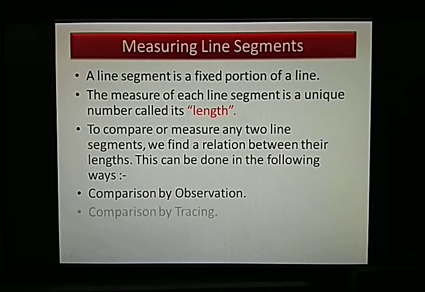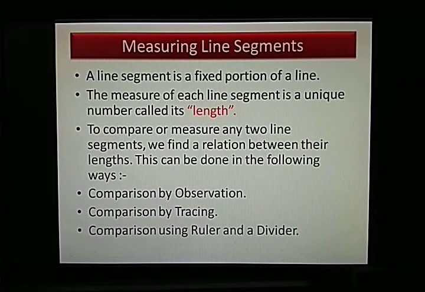The first method is comparison by observation. The second one is comparison by tracing. And the third one is comparison using a ruler and a divider. Everyone might be focusing on the third one, comparison using a ruler, but of course we have not used a divider. So we will be learning how to compare line segments based on these three criteria of comparison.